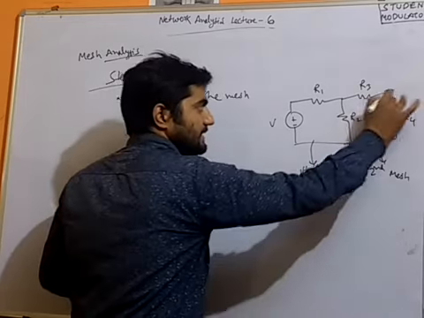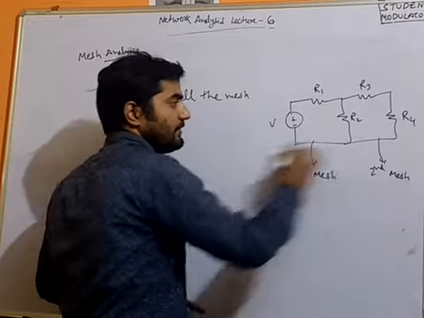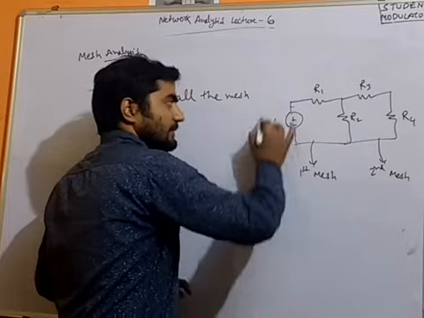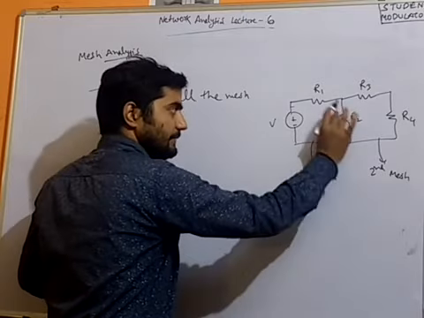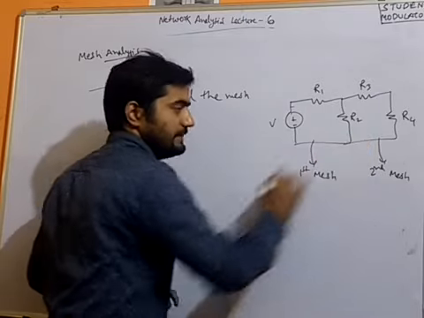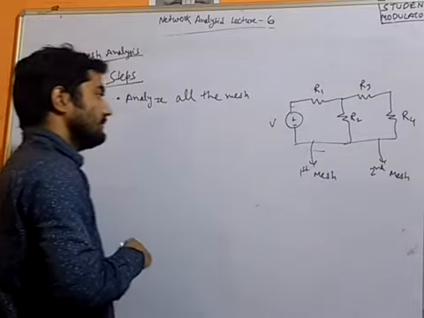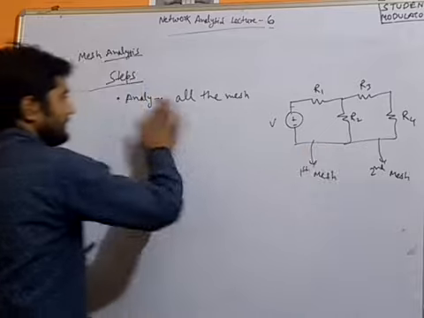And if I am considering this loop, then this will not be considered a mesh, because inside this entire loop there is one inner loop, and a second inner loop again. So overall this will not be considered. So we got the two meshes, we have analyzed the two meshes.